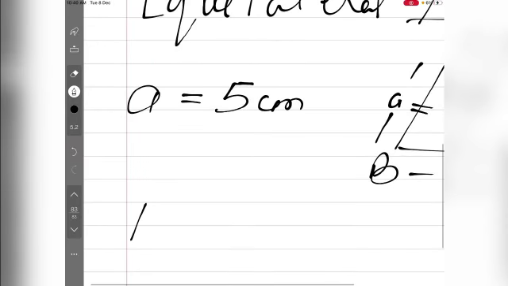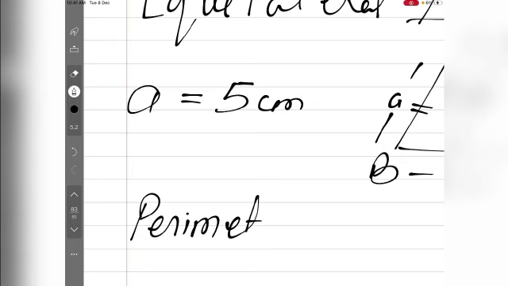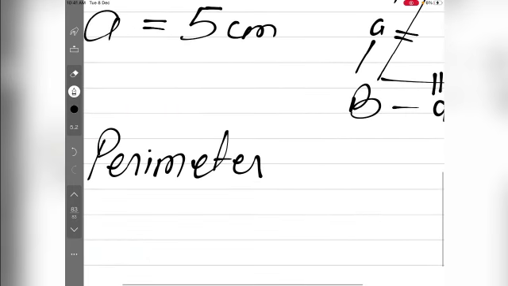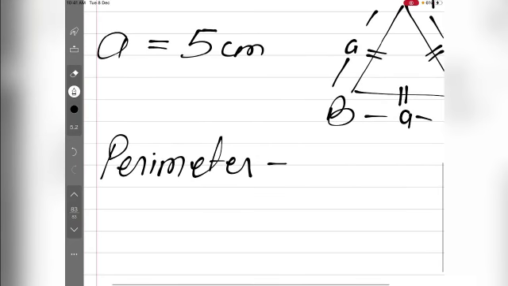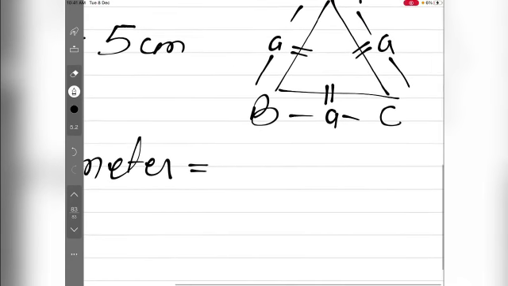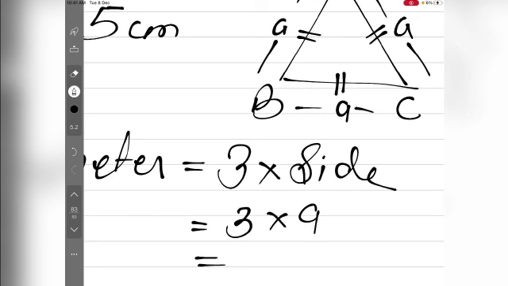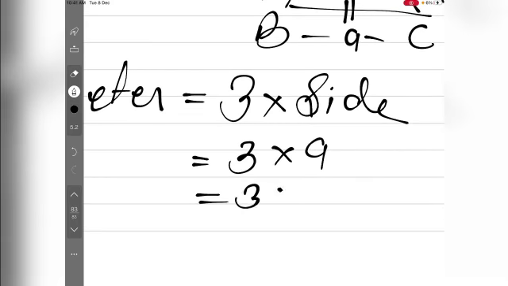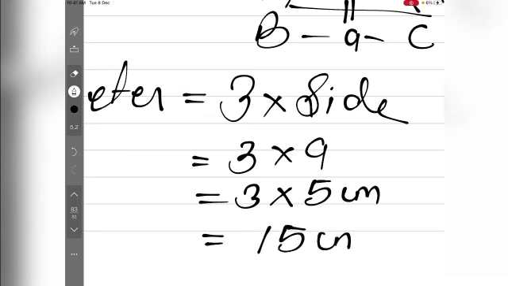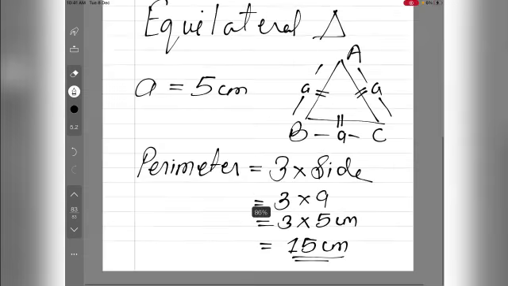So what will be the perimeter then? You know that multiplication is basically repeated addition. So instead of writing side plus side plus side, because all sides are equal, you can write 3 into side, or 3 into a. And what is the value of a? It is 5 centimeters. So it becomes 15 centimeters. This is how you can find the perimeter of a triangle.